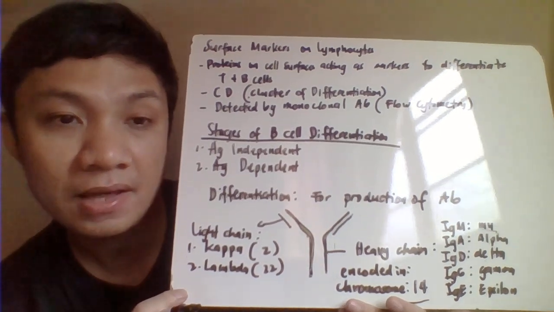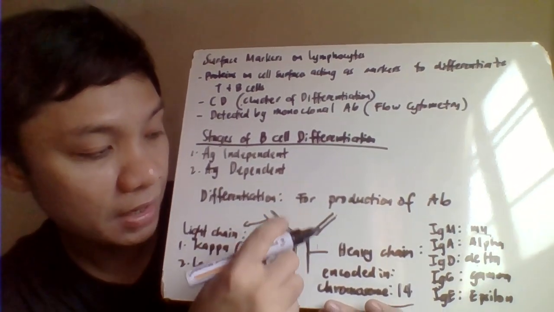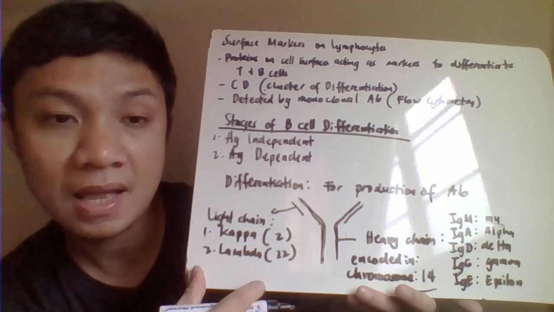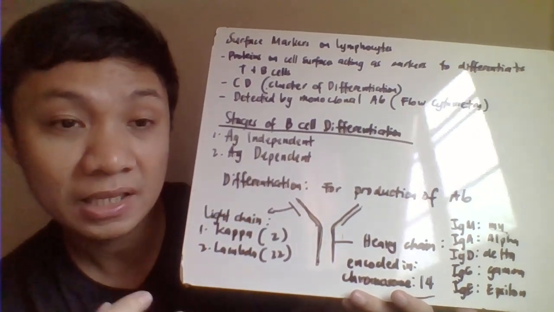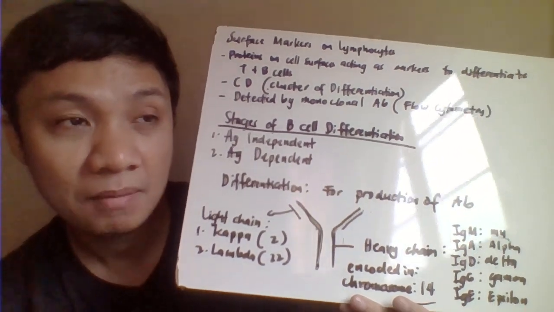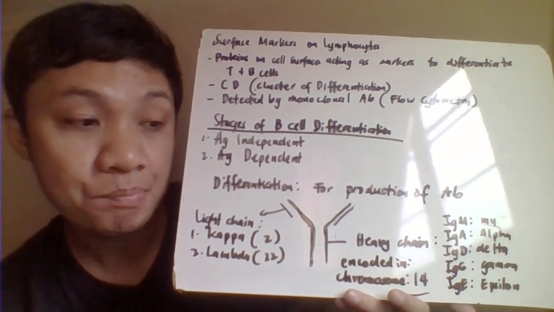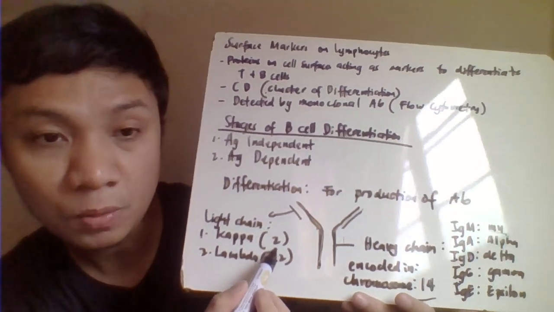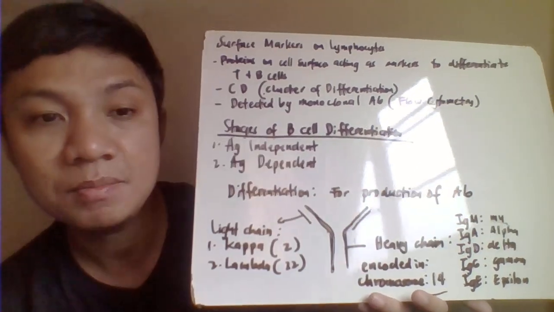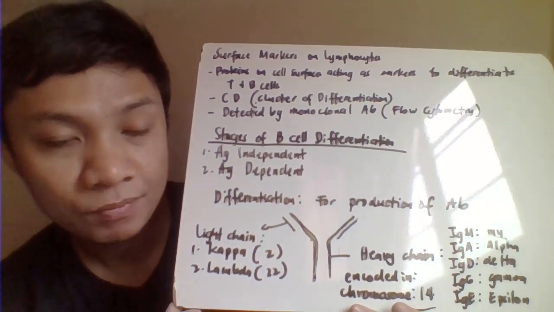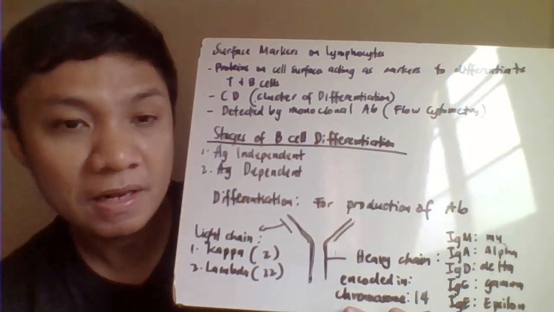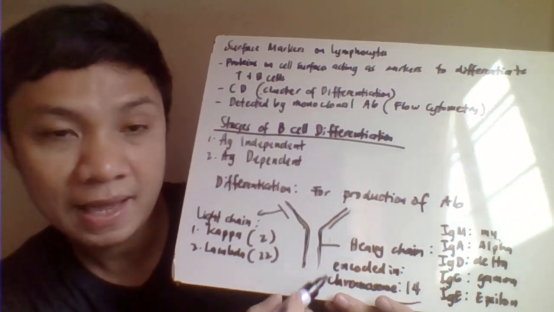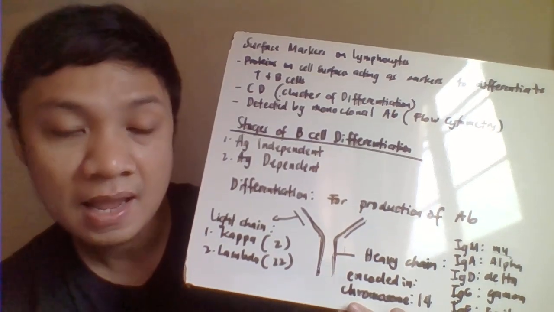On the other hand, another structure of our antibody is the light chain. Our light chain could be a kappa or a lambda. It is only either of them, never both, because it becomes abnormal if there are two. The kappa is encoded in chromosome number 2 and the lambda is encoded in chromosome number 22. So when we speak about the development of your B lymphocyte, it will make antibody. First, it makes the heavy chain, followed by the light chain.